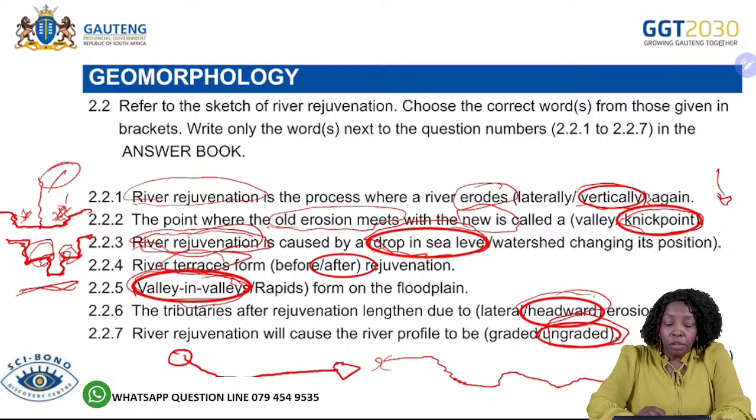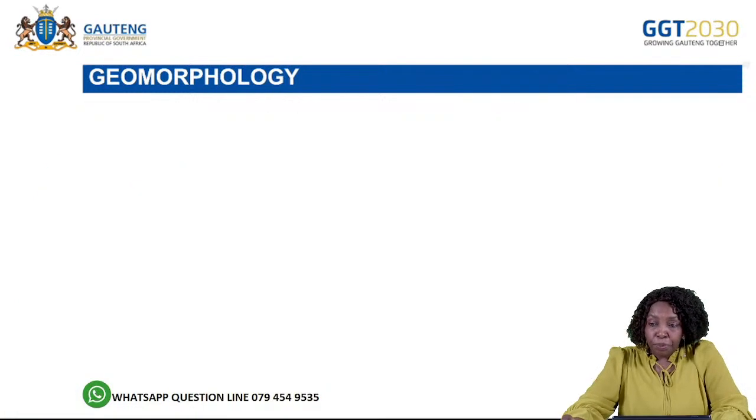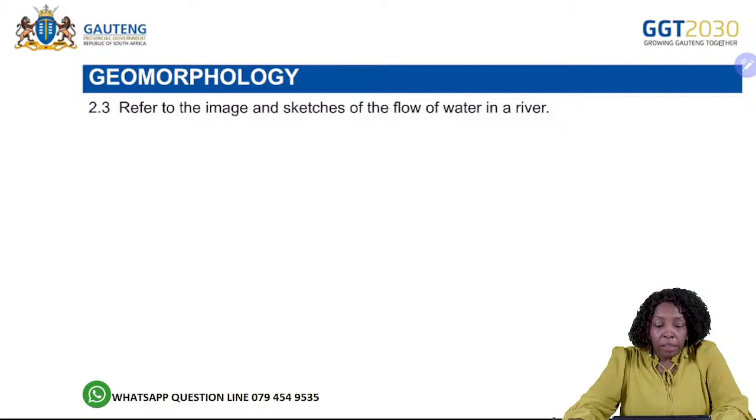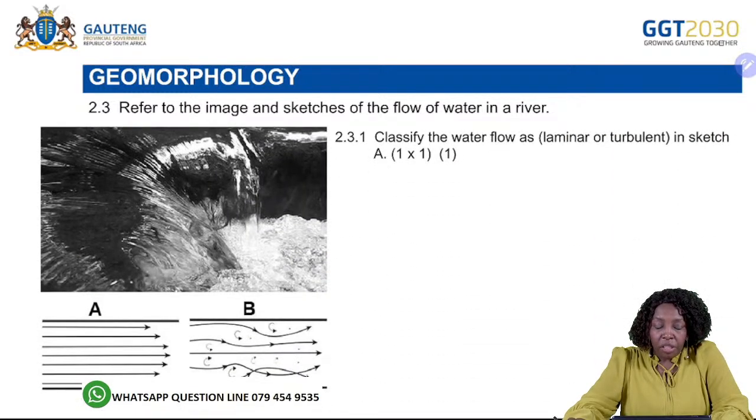So when you are asked to draw a graded and ungraded profile, you just draw a smooth concave line indicating your source, and then you indicate your mouth there. If it's ungraded, it will have this unevenness, and the features that you will label here would be your nick points. All right, let's see further the other questions that you need to be readily prepared for.